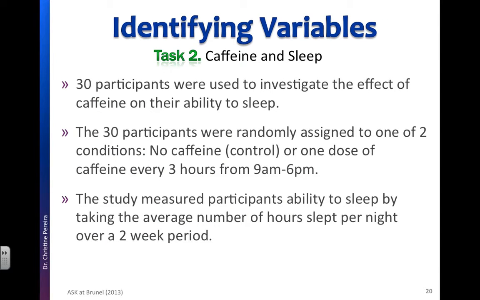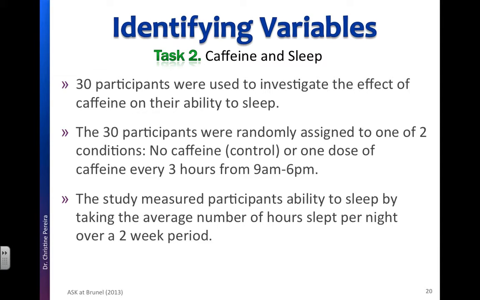Okay, so here's task 2. This scenario is we have 30 participants and we're trying to understand the effect that caffeine has on their ability to sleep. So these participants, they were randomly assigned to one of 2 conditions. So there was a control group, which was not given any caffeine. They were given like a placebo. They thought they were given the caffeine.